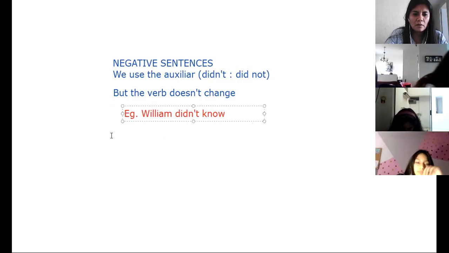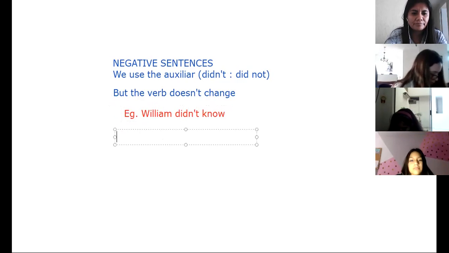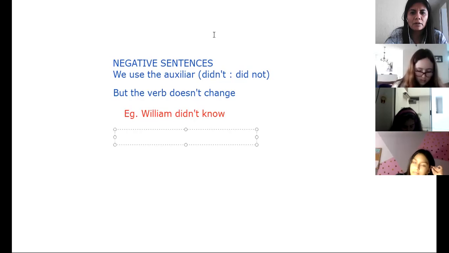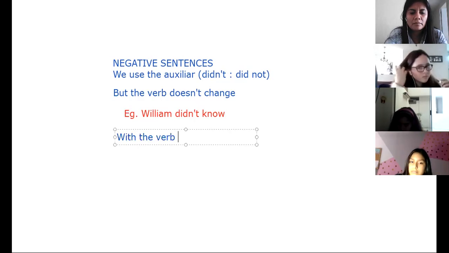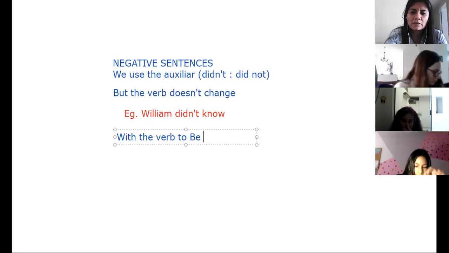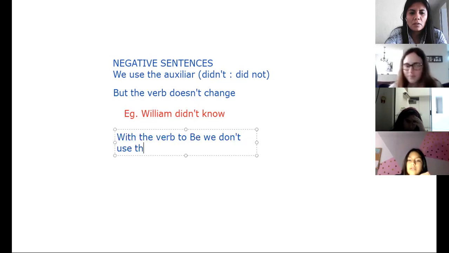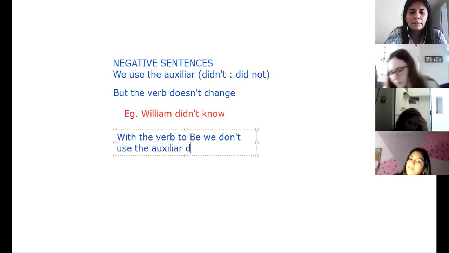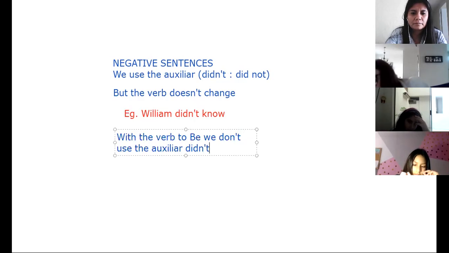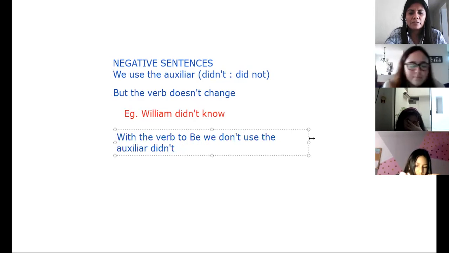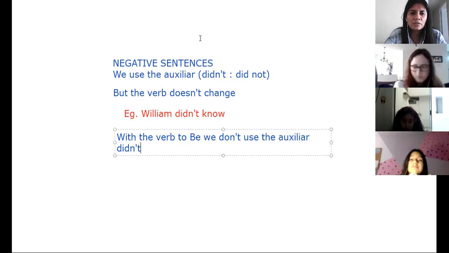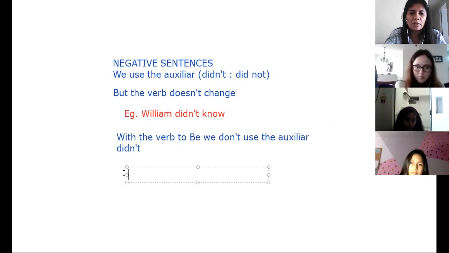Then we have some irregular verbs. With the verb to be, put it in your text, in your copybook also. With the verb to be, we don't use the auxiliary didn't. Example. Someone can tell me an example with the verb to be?